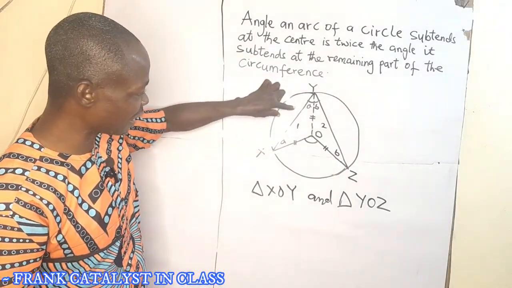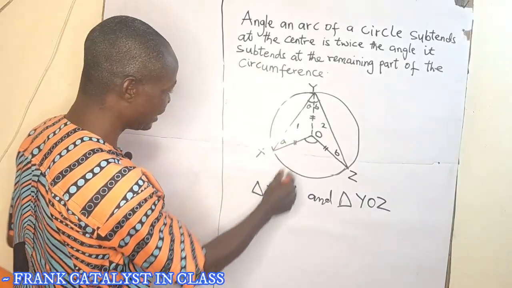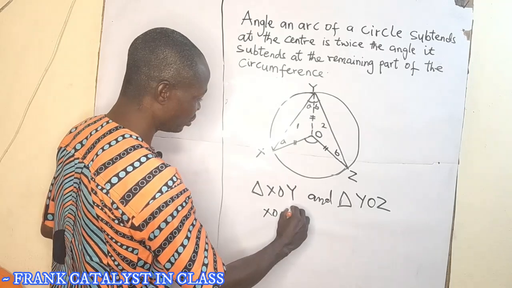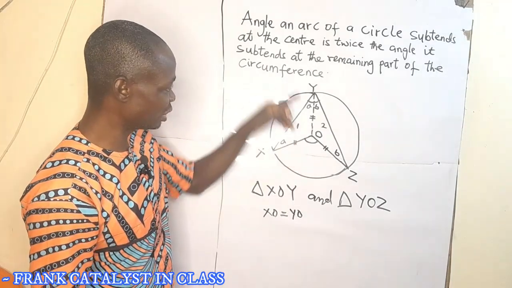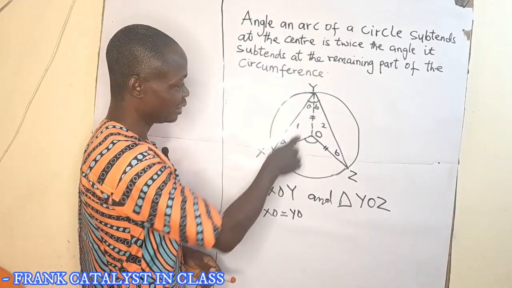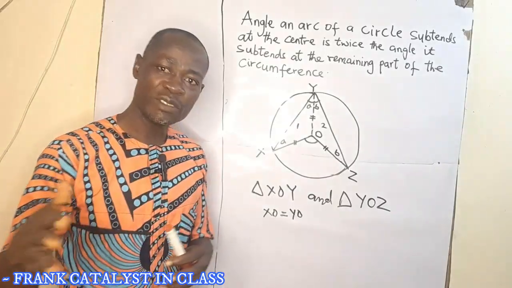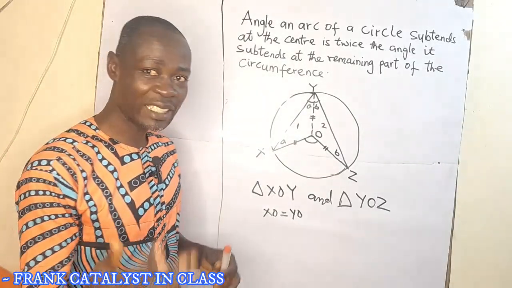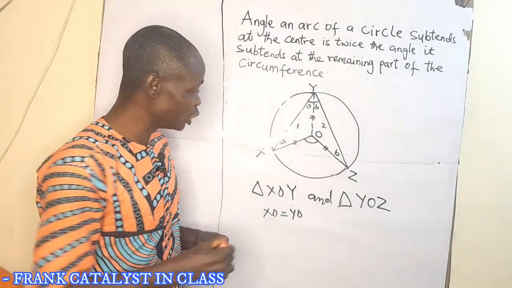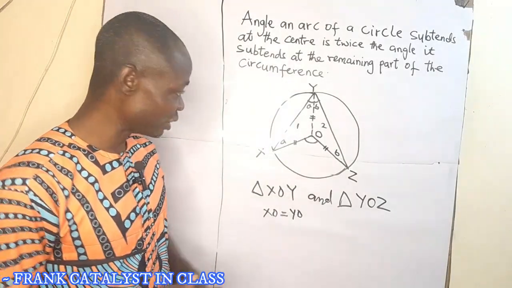Okay. So looking at this triangle, we can see that XO is equal to YO. They are equal. So that means that this triangle XOY is an isosceles triangle because the two sides are equal. And if the two sides are equal, it means that the base angles of the isosceles triangle are equal. And that is why I have A here and I have A here, showing that this and this are the same. So they are equal because they are base angles of an isosceles triangle.